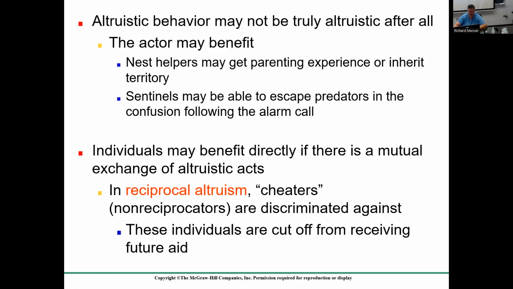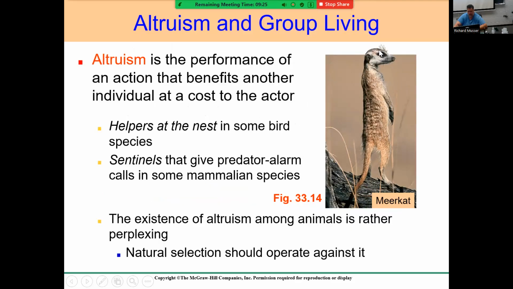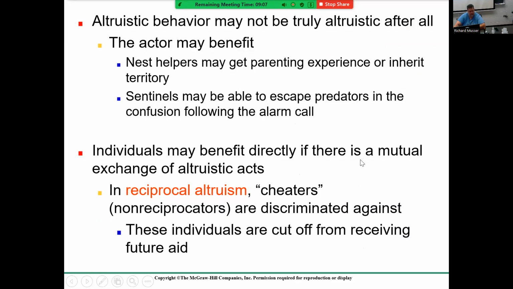Sentinels like that meerkat here may be able to escape the predators after they make their alarm call. So maybe he's helping the others by making the call while they're eating, but he might be the one that runs off first too. But he's also the one that might be picked up first. I guess you have to make the argument that he's benefiting in some manner, because maybe someone else will reciprocate and be involved in that. So there's a reciprocal altruism that takes place.